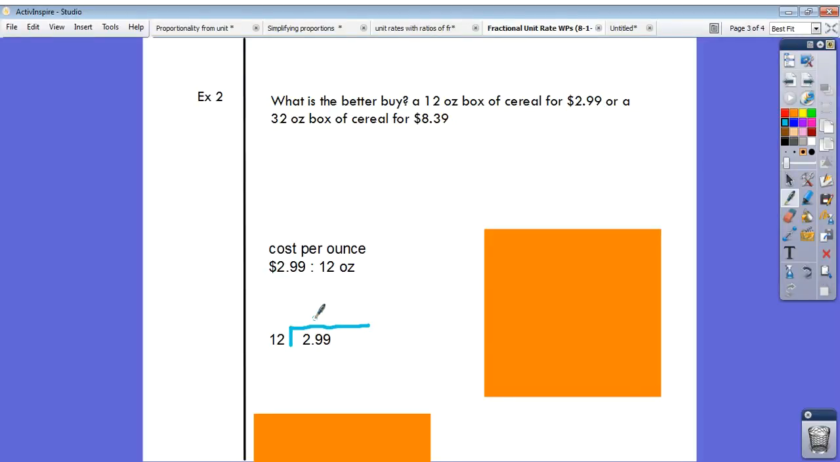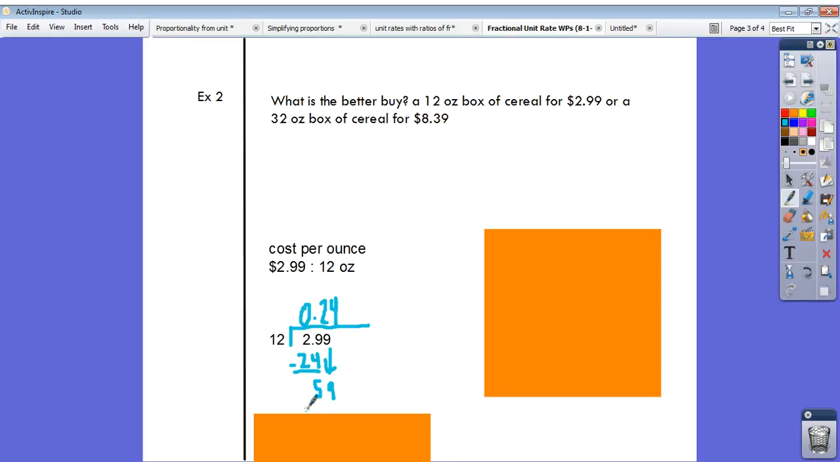Okay, very good. So, how many times does 12 go into 2? 0 times. Keep in mind that what I do, my pen is your pen, so what I do, you should also do. How many times does 12 go into 29? 2. 29 minus 24 is 5. I can bring down my 9. 12 goes into 59 4 times.